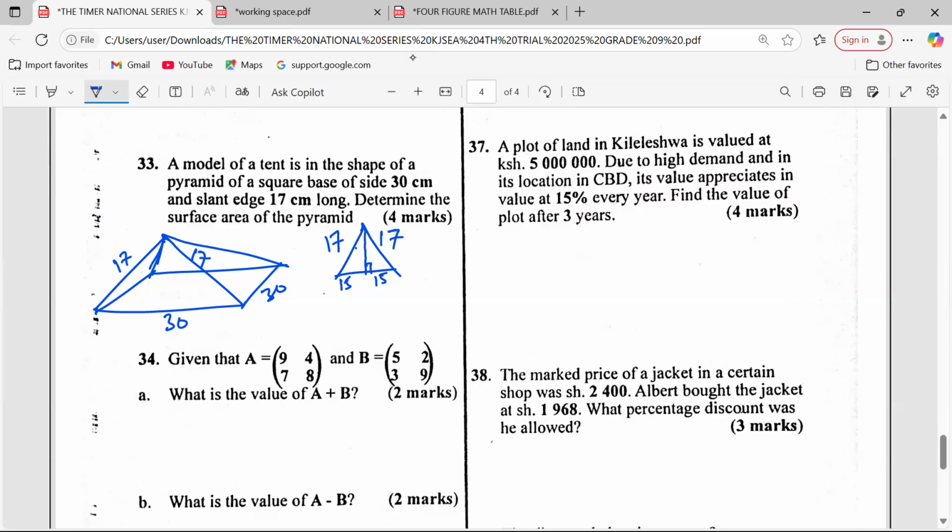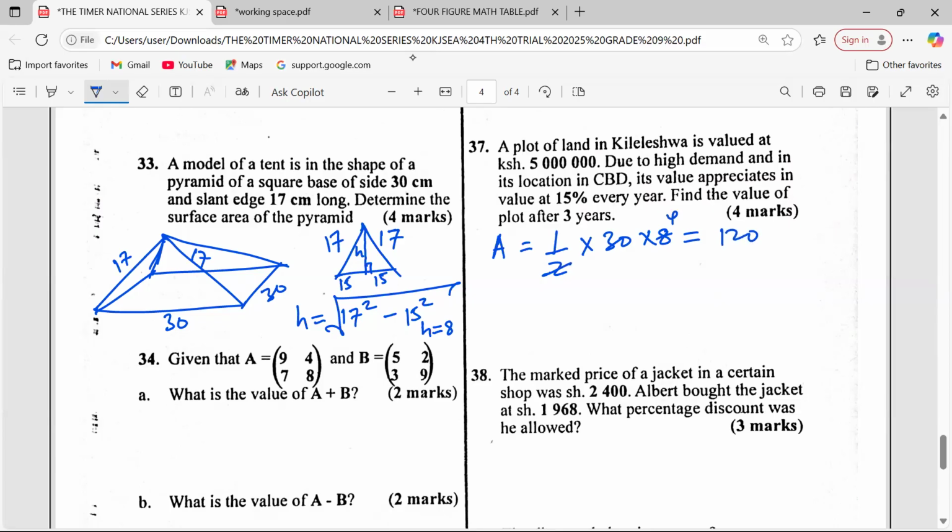Now with this, we can get the vertical height for this face, such that height is given by 17 squared, according to the Pythagoras theorem, minus 15 squared. Then we take the square root. This is going to give us a height of 8 centimeters. So for us now to get area, we need this triangular face, half multiplied by a base of 30 and a height of 8. This is going to give us 120.